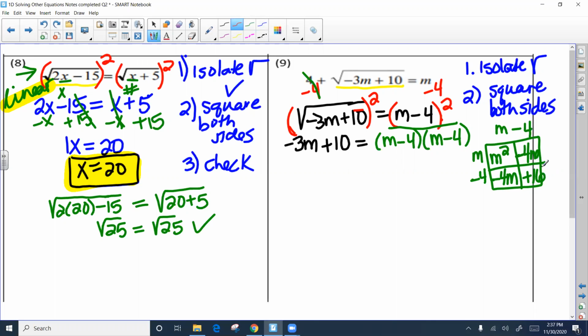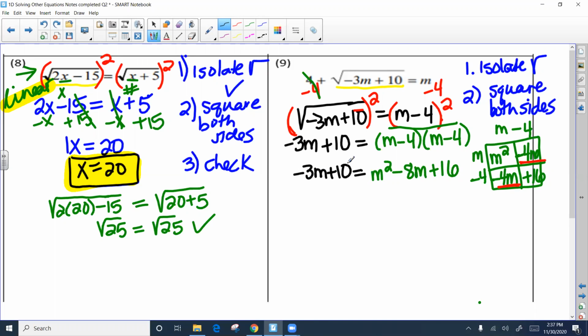Okay. So then I can combine the minus 4m and the minus 4m together. Those are like terms. So we would end up with m squared minus 8m plus 16. So that's what we have on the right side. M squared minus 8m plus 16. That comes from multiplying out m minus 4 squared. The left side, we still have negative 3m plus 10.